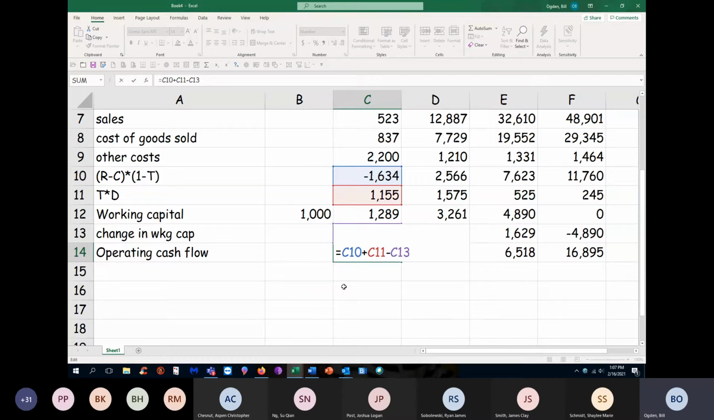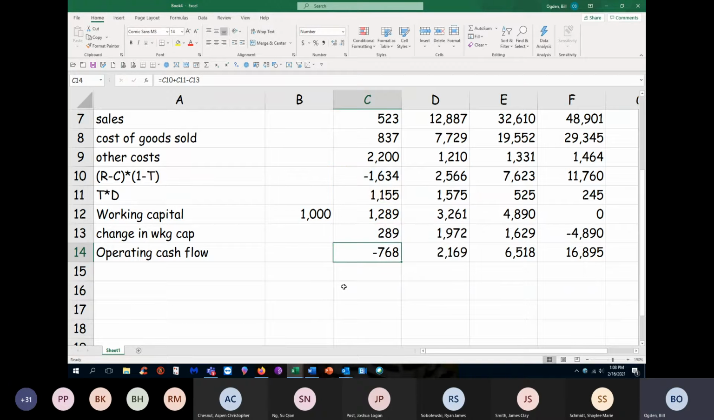Okay, do we want to see C14 again? Is that what we're asking? So C10 plus C11, so (R minus C) times (1 minus T) plus T times depreciation, and then subtract the change, the increase in working capital. Did that answer that question?